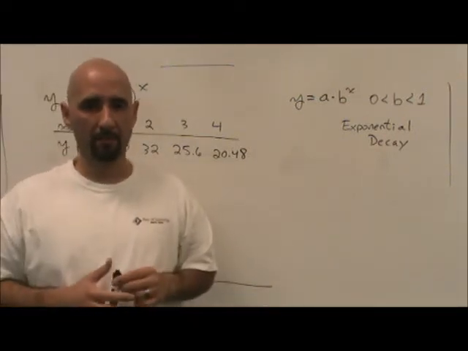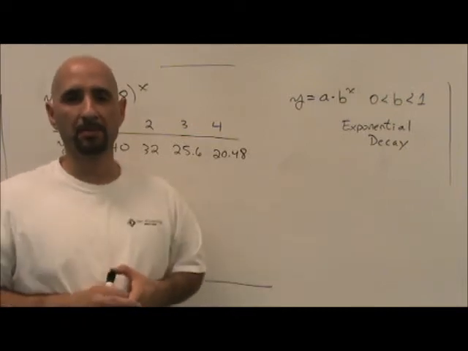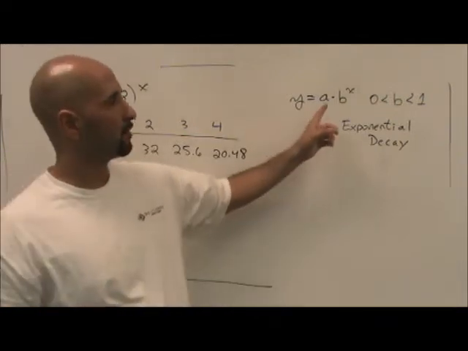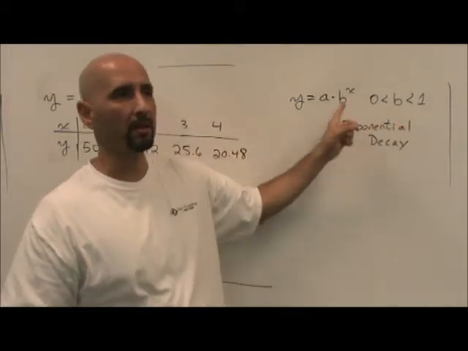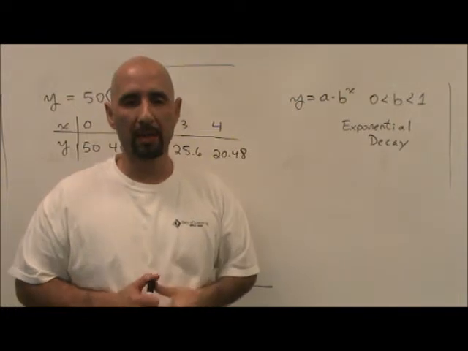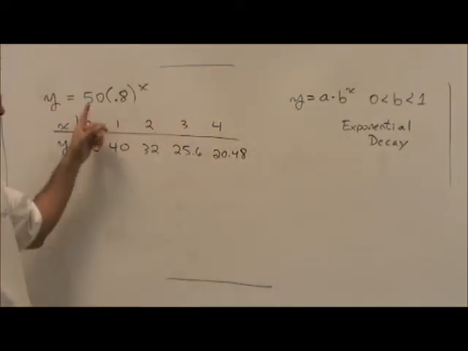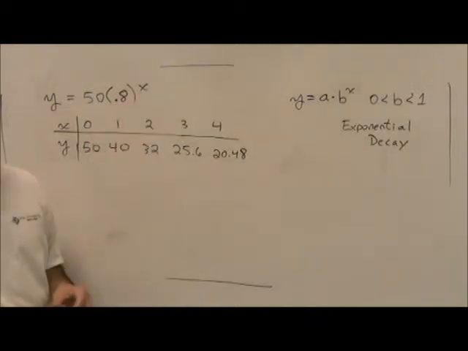Here's an example for an exponential decay function where the base is in between 0 and 1. In fact, anytime we have a base between 0 and 1 in this format, a times b to the x power, we know we're going to have an exponential decay or a decreasing function. Here's this example, 50 times 0.8 raised to the x power.